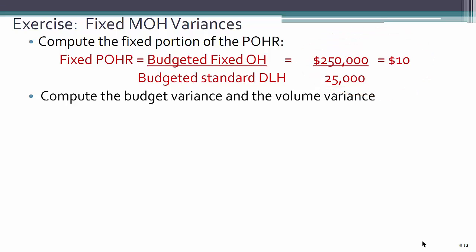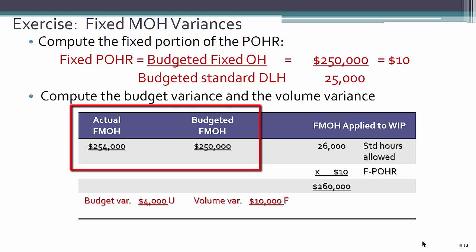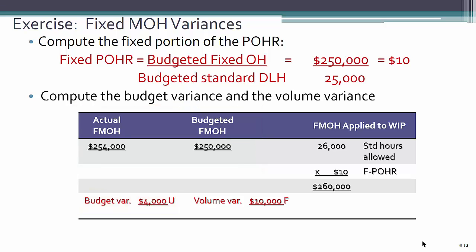To compute the budget variance, simply take the difference between the $254,000 in actual fixed manufacturing overhead and the budget of $250,000. Because we spent more than our budget, the $4,000 budget variance is unfavorable. On the other hand, we have a favorable volume variance of $10,000. The standard fixed manufacturing overhead applied to inventory is based on 26,000 standard direct labor hours allowed times a fixed POHR of $10 or $260,000.